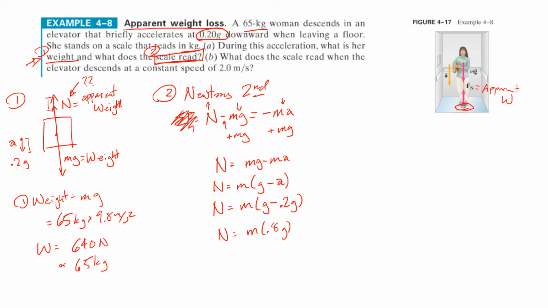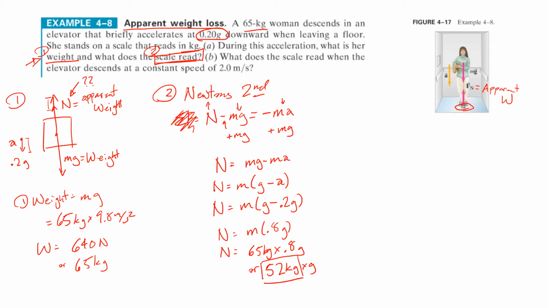So let's plug it in. That means the normal force is 65 kilograms times 0.8 g, or if you just multiply 0.8 of 65, 52 kilograms times g, right? So she's going to look like she weighs less, and we already talked about that, right? Just a little bit less, and it looks like she's going to weigh 52 kilograms, okay?